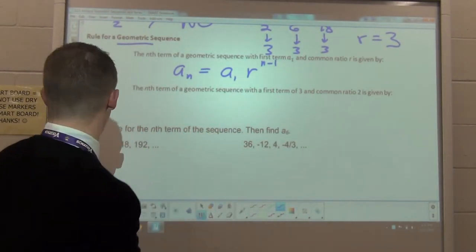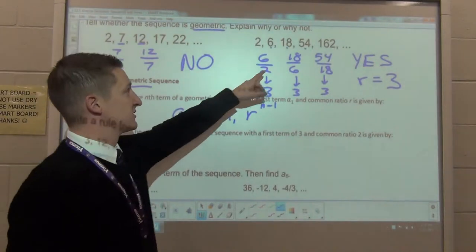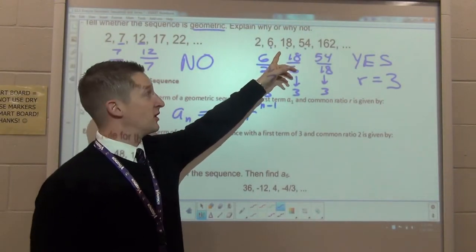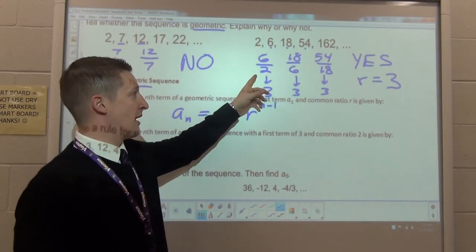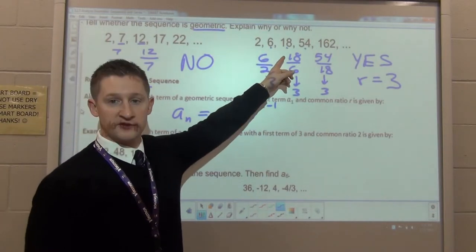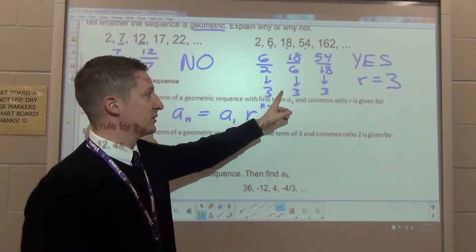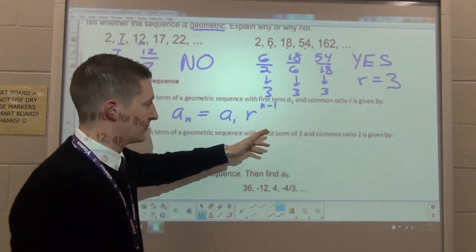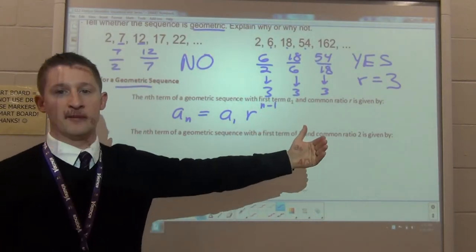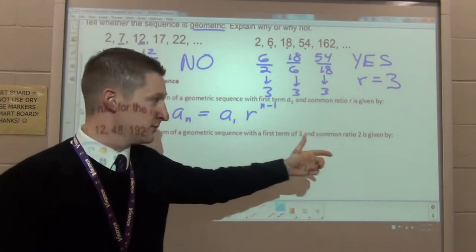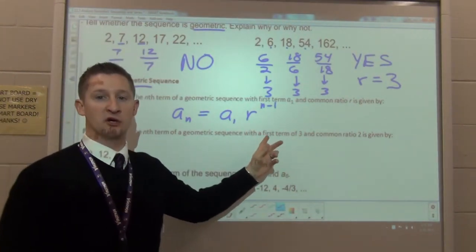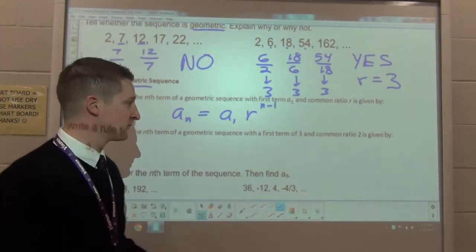So in other words, if I were to find the second term here, 6, I start with the first term and I multiply by the common ratio of 3, but I only do that once. Okay? If I want the third term in the sequence, I'm going to multiply by 3 twice. So similar to the arithmetic sequence where we added the common difference n minus 1 times, here we're multiplying by the common ratio n minus 1 times.